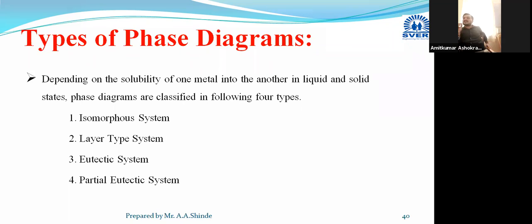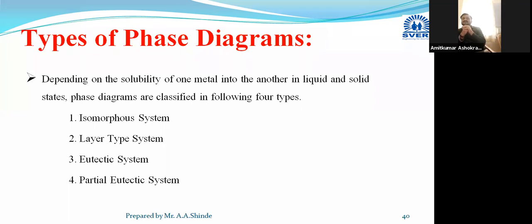This classification is done, suppose we have taken two metals, a copper and nickel alloy. Depending on whether copper and nickel are soluble in each other in liquid state and in solid state, they will be considered in one of these phase diagrams, or equilibrium diagrams, or systems. Four types are there. One by one we will discuss isomorphous system, lever type, eutectic system, and partial eutectic system. The first three we will cover in today's session only.